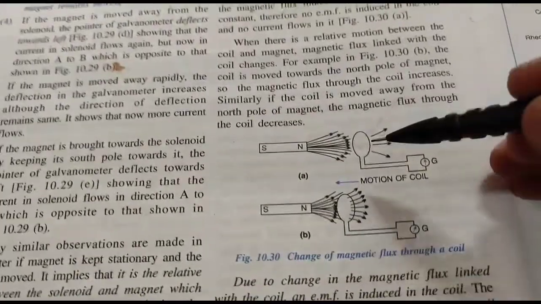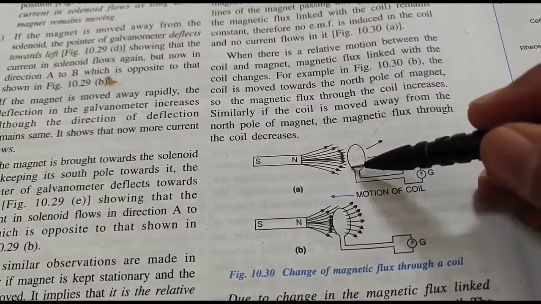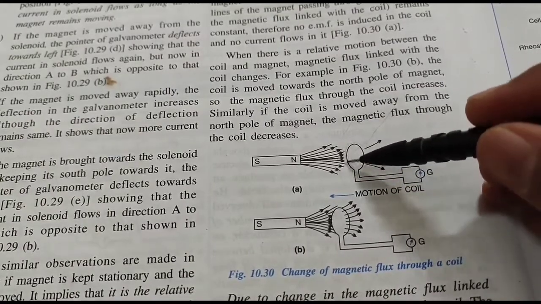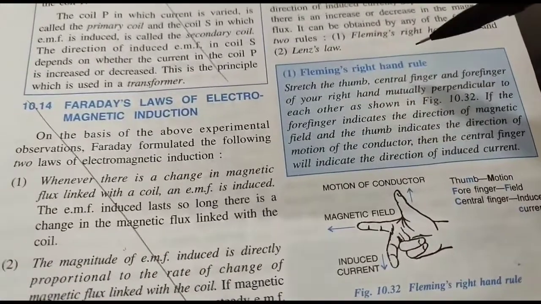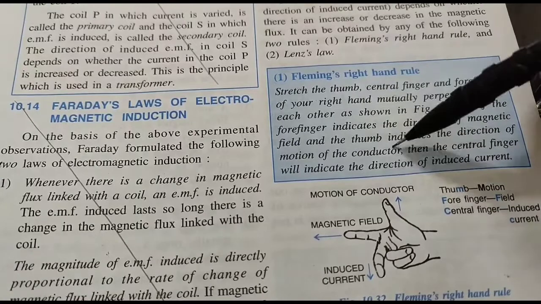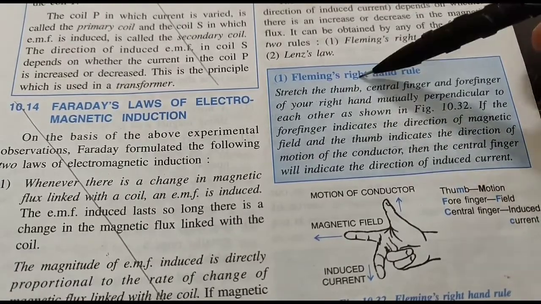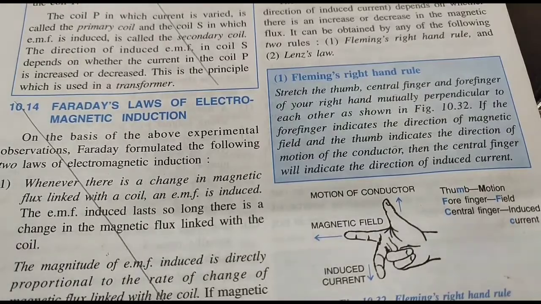Now, in which direction will current flow in this coil? Will it flow clockwise or anti-clockwise? How to decide that? So there are two rules. One is Fleming's right hand rule and the other is Lenz's law. Let's start with the right hand rule. Notice this is not the thumb rule, okay? It's just called Fleming's right hand rule. Don't be confused between the various rules.